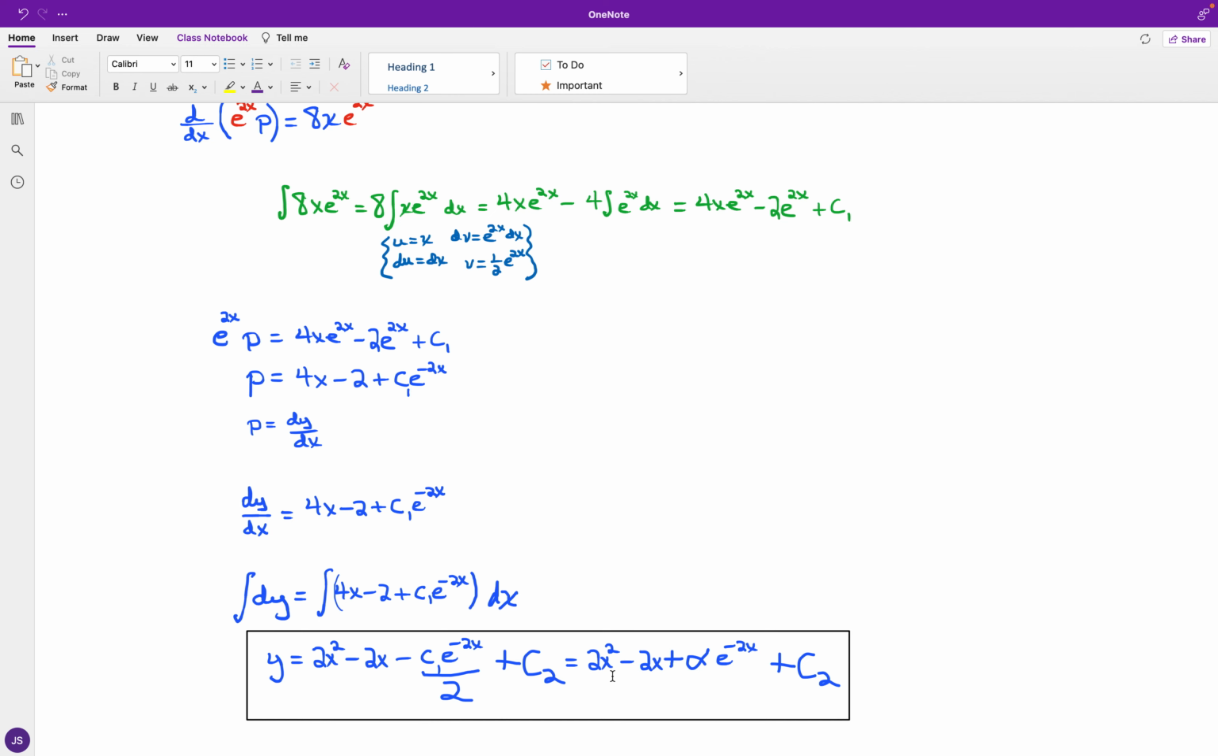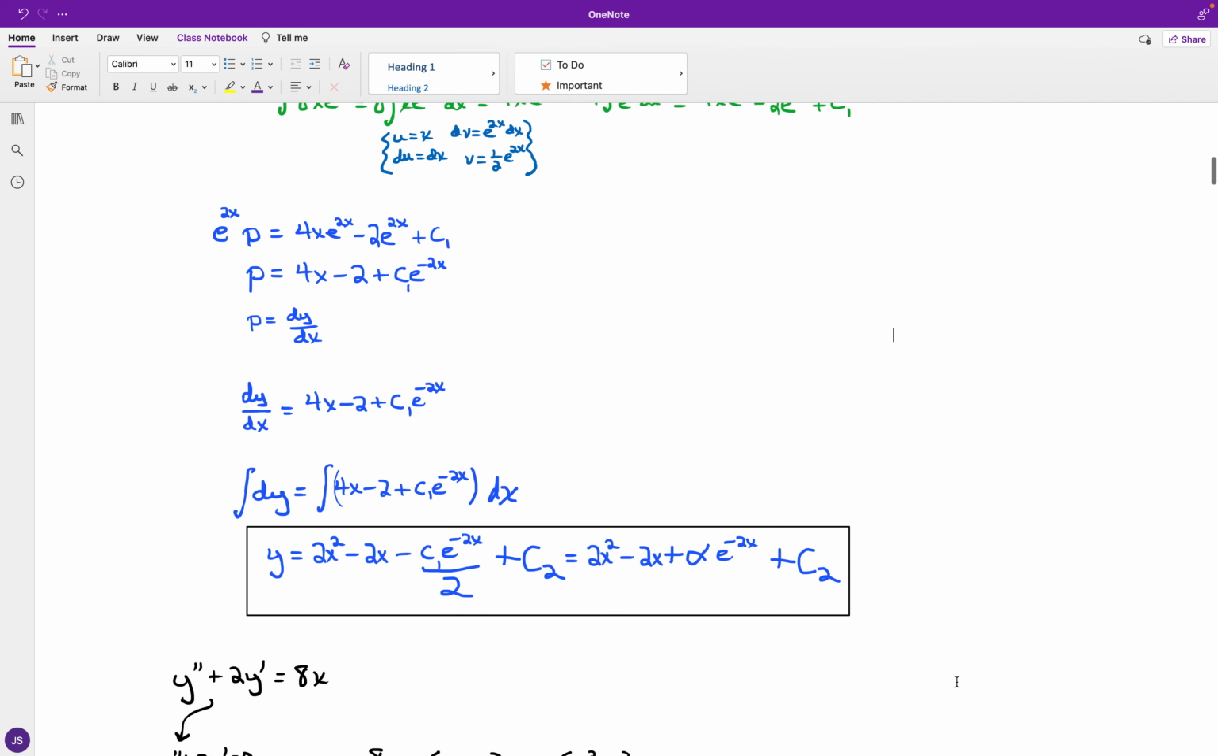So we can rewrite this as 2x squared minus 2x plus alpha e to the negative 2x. And you can say, for c sub 2, you could either leave it as it is or throw in some other letter like b or beta or gamma. But anyway, this is going to be the general solution of what we have here.